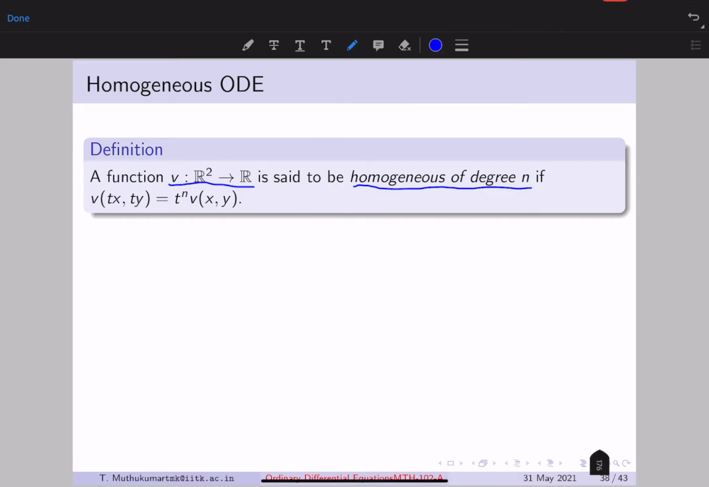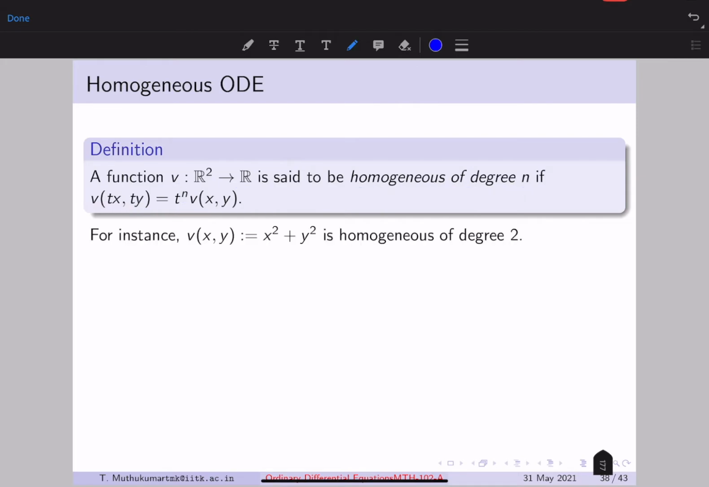So the degree n is this n that appears in the power here. If you multiply any scalar t in both the variables x and y, it comes out with some power, and whatever that power is, that is the degree. So homogeneous of degree n means v(tx, ty): wherever you have x and y variables, replace x with tx, y with ty. You can then observe that if t comes out like t to the power n, then that function v is said to be homogeneous of degree n.